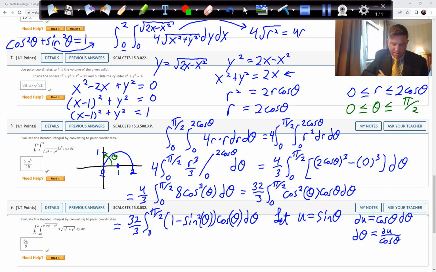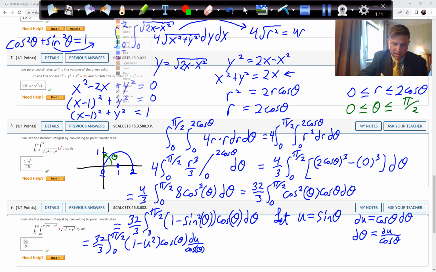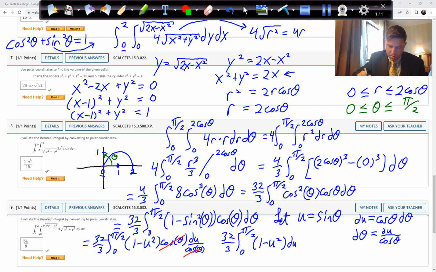And so what we're going to get is 32 over 3, 0 to pi over 2. This would be 1 minus u squared times cosine theta d theta, but that's du over cosine theta. And if we've done this correctly, cosine theta cancels with cosine theta, and we get 32 over 3, 0 to pi over 2 of 1 minus u squared du.